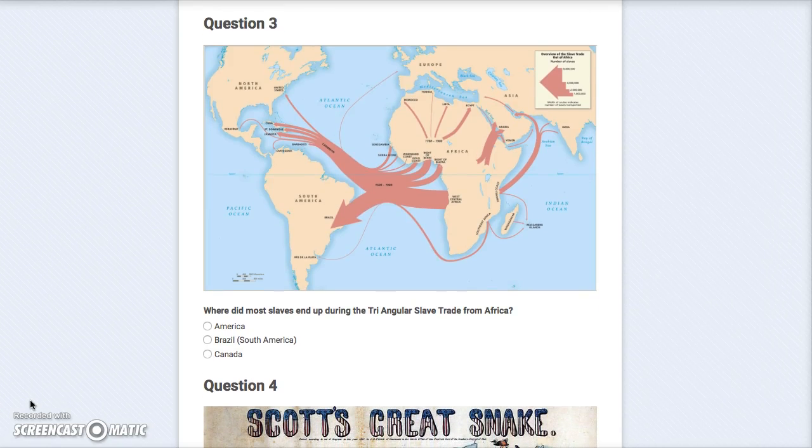Question 3. The map shows arrows pointing in the direction from Africa to North America, the Caribbean islands, and South America. The arrows represent black Africans who were taken as slaves. The larger the arrow, the more people taken. Where did most slaves end up during the triangular slave trade from Africa? America, Brazil or South America, or Canada? Answer the question and I'll move on in a second.